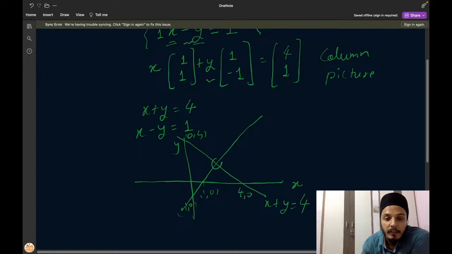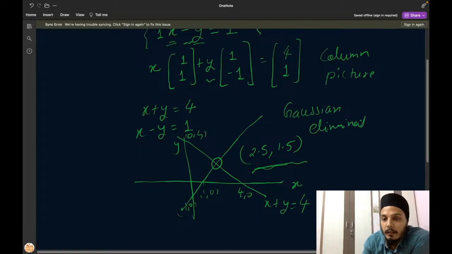So they will cross at some point. This point of intersection will be our solution. For this case it will cross at 2.5 comma 1.5. So this will be our solution. We can also get this answer using the Gaussian elimination that we saw earlier, or you can plot those two lines, and the point of intersection will be the answer. Now let us see the interesting approach, that is the column picture.